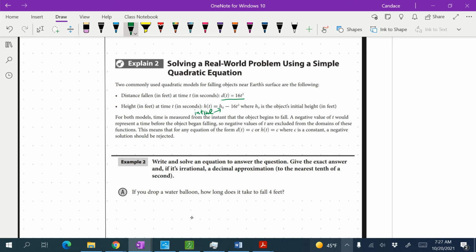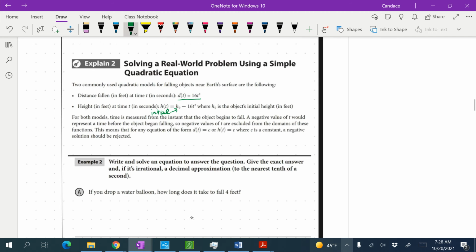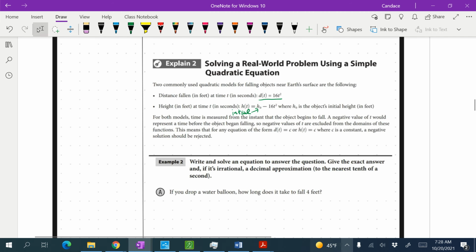For both models, time is measured from the instant that the object begins to fall. A negative value of t would represent the time before the object began falling. So negative values of t are excluded from the domains of these functions. This means that for any equation of the form d of t equals c or h of t equals c, where c is a constant, a negative t should be rejected. So if we get a negative answer, we're going to reject it.